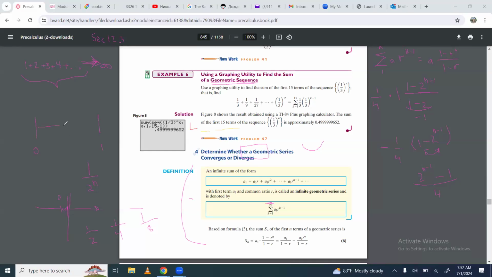And we can actually intuitively see what the sum is going to equal, because if I take a half, that's my first number. It's in between 0 and 1, right?